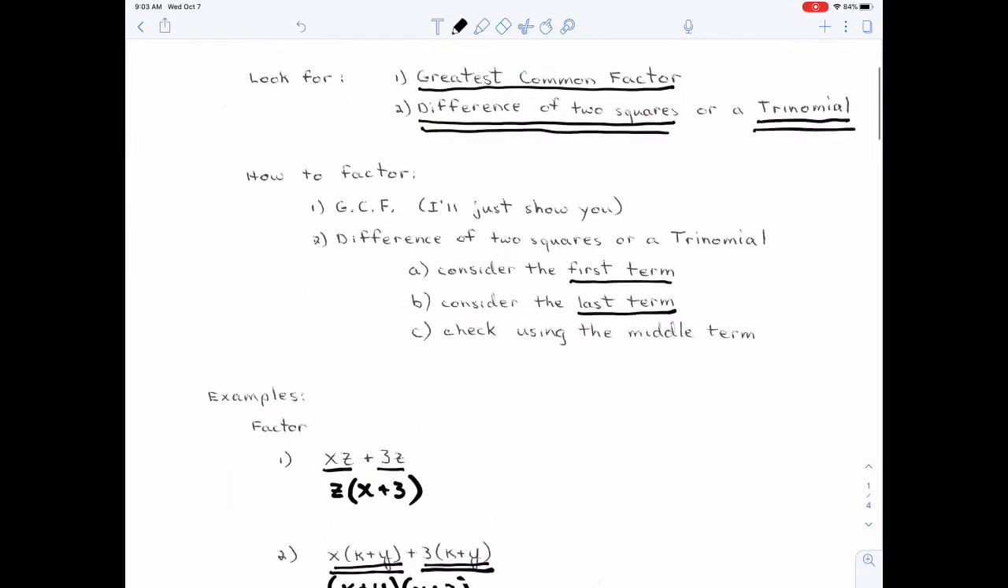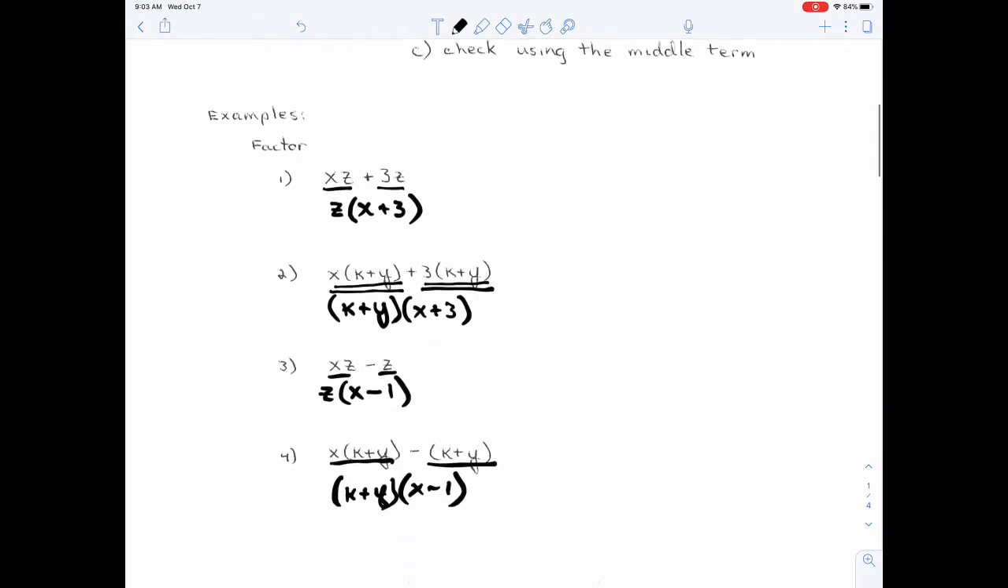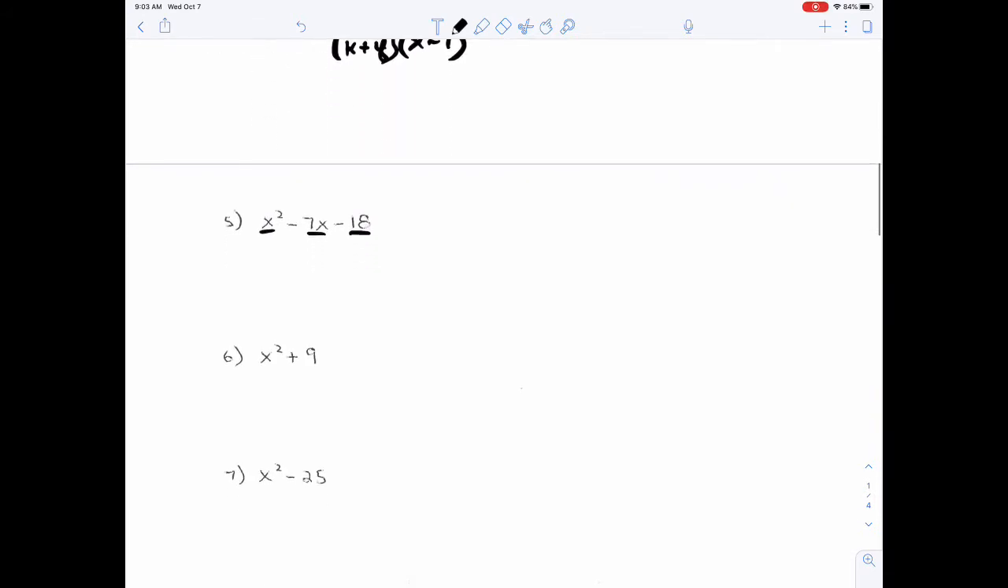Okay, so how do you do it? You look at the first term, you look at the last term, and you check with the middle. Now, this is what you do. You put 2 sets of parentheses. You're going to do this whether it's a difference of 2 squares or a trinomial. It doesn't matter. Everything else that's not greatest common factor, this is what you're going to do. You look at the first term, and you ask yourself, what times what will give you x squared? And it should be x times x, hopefully. You put that in the first position of those parentheses.